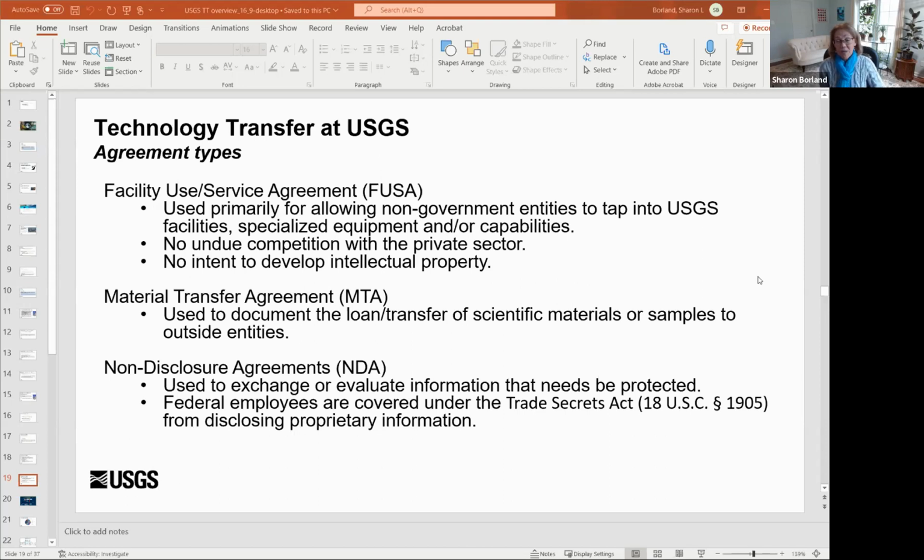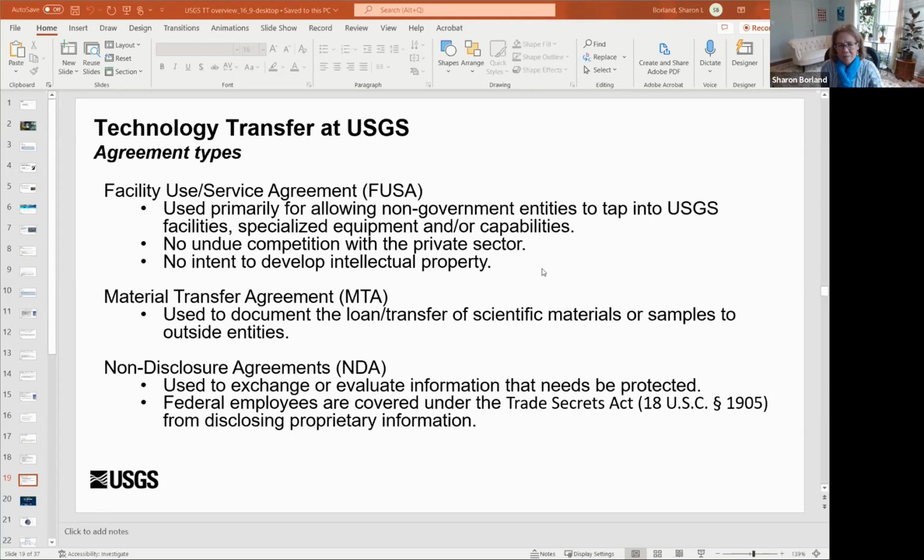So that means that if you have a laboratory capability that is a fairly common lab capability that any private sector lab can do, you should not be using the FUSAs, the agreements, to sell those capabilities to someone else, because that would be competing with the private sector. On the other hand, if you have very highly specialized equipment and it really is unique, then that's great. There's no issue with competition with the private sector.